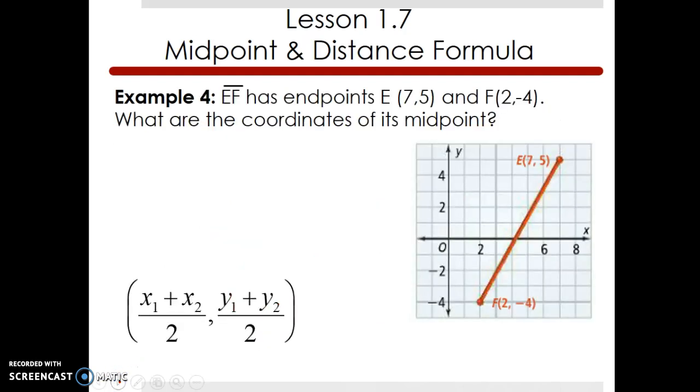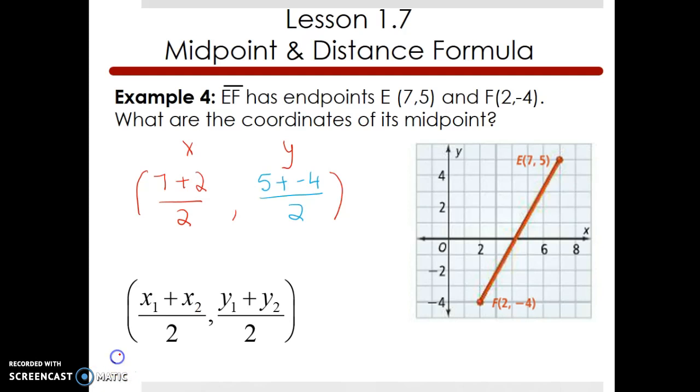So now we're moving into coordinate geometry. And in this, you don't only have the x's, you also have the y's. So you have to do it separately. So I'm going to do my x here, and I'm going to do my y separately. So my x is 7 and 2. So it's 7 plus 2 divided by 2. And my y is 5 plus negative 4 divided by 2.